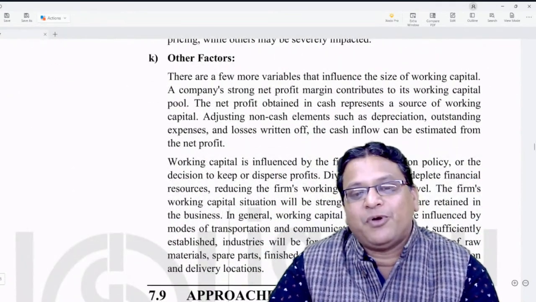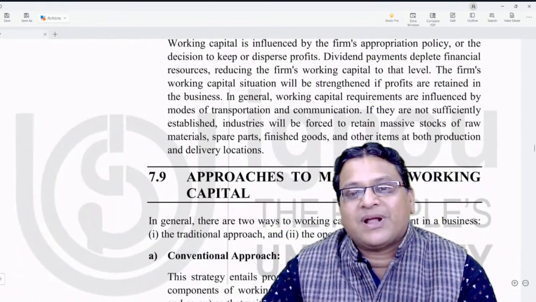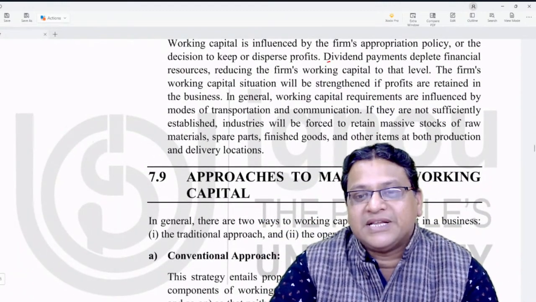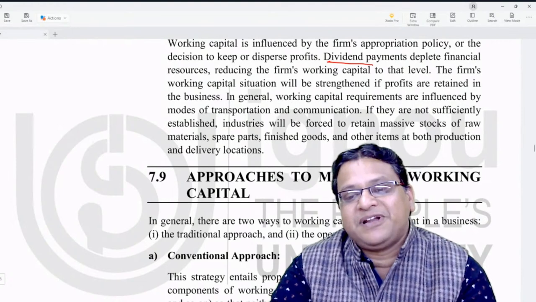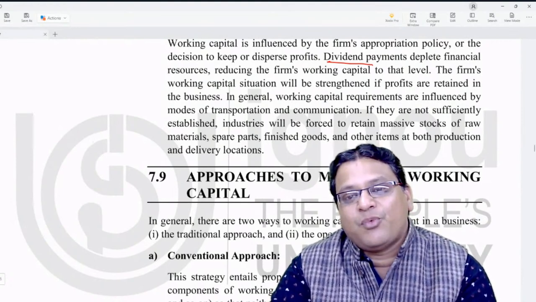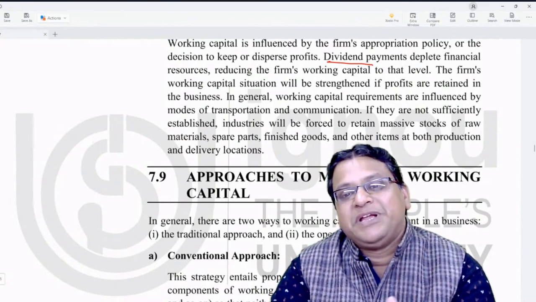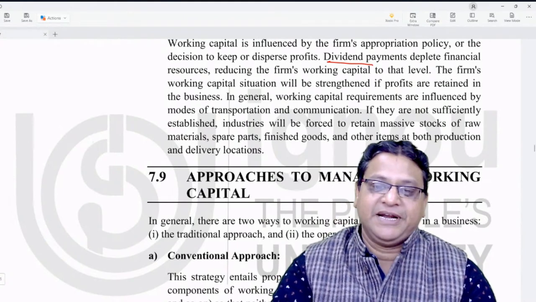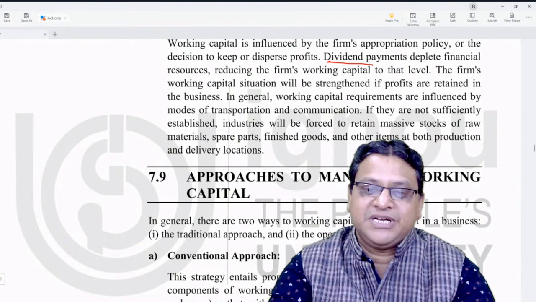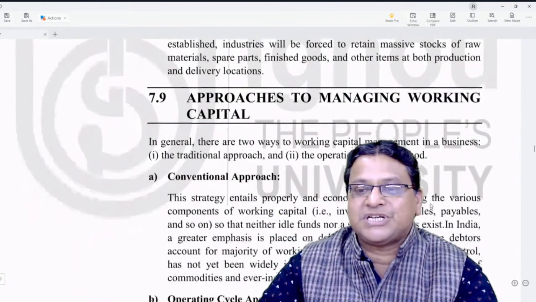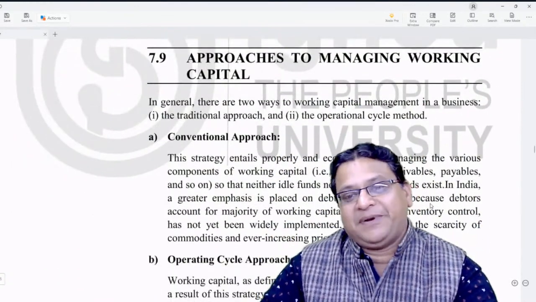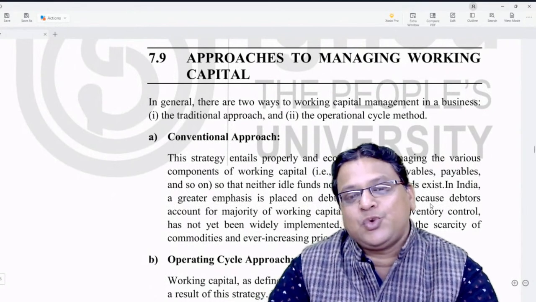Other factors, like dividend policy, also affect the working capital requirement of the organization. If you pay more dividend, then working capital requirement will be more because a majority portion of the cash will be utilized in payment of dividend. Next, we will discuss different approaches to managing working capital. Generally, there are two approaches.